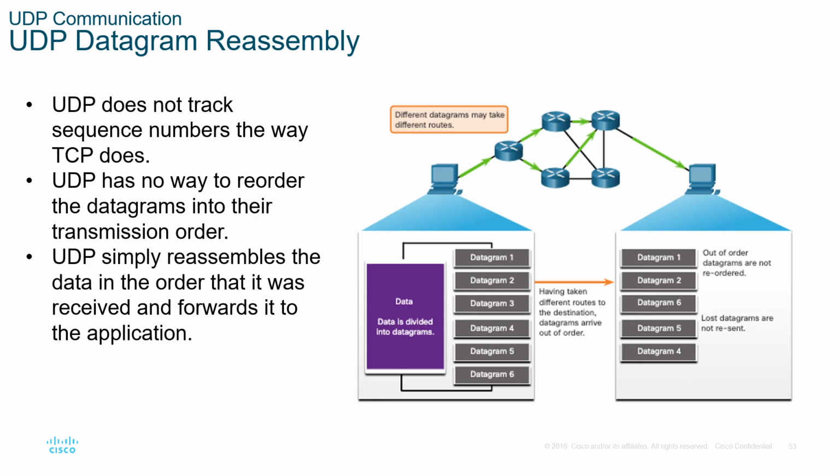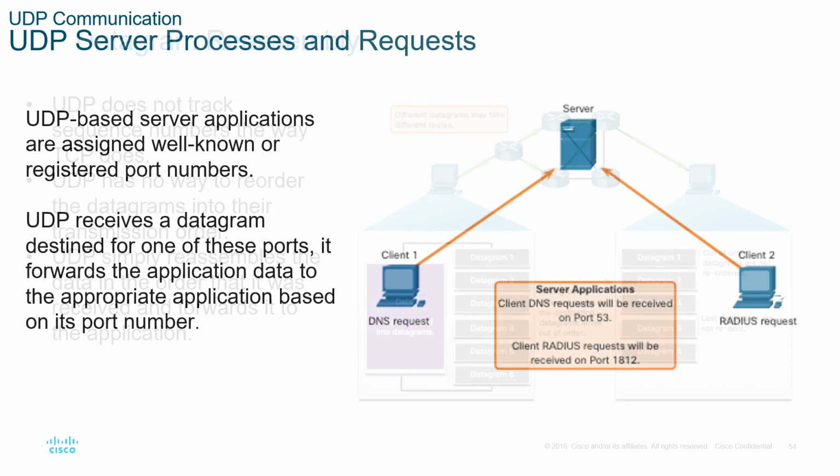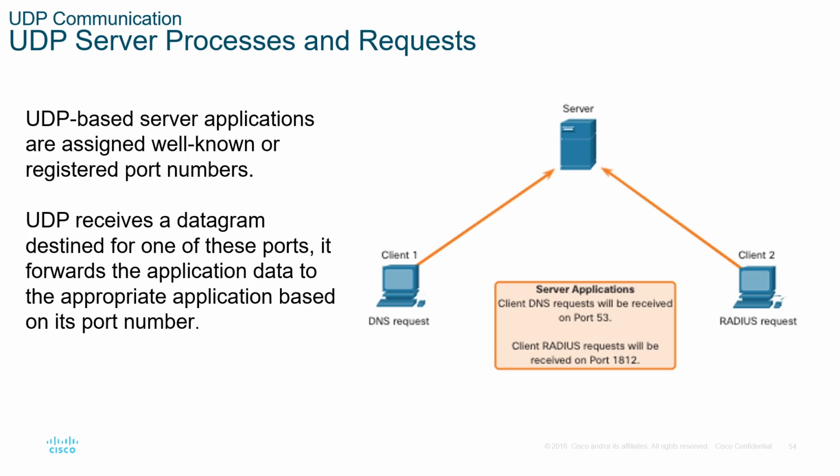They're not reordered. So the application puts the stuff back together and lets us hear what is being sent through the phone. We're not tracking it. There's no way to reorder it. It just simply reassembles the data in the order that it's received and forwards it to the application and lets the application deal with it. Does that make sense? We don't want to be missing pieces, but it happens. The applications have been written to deal with that issue.